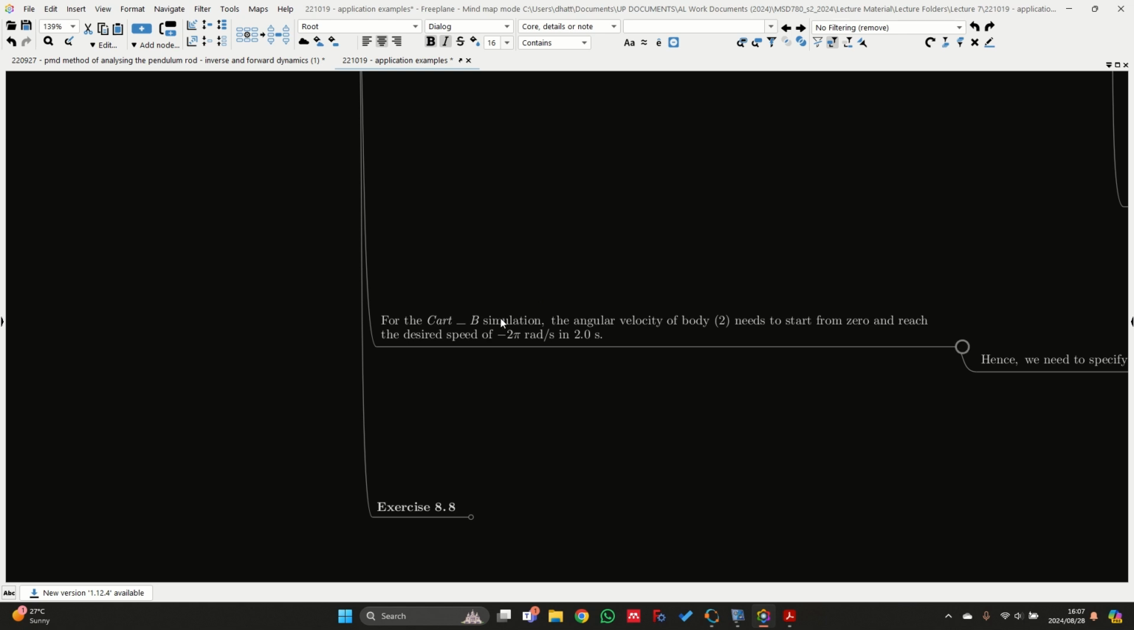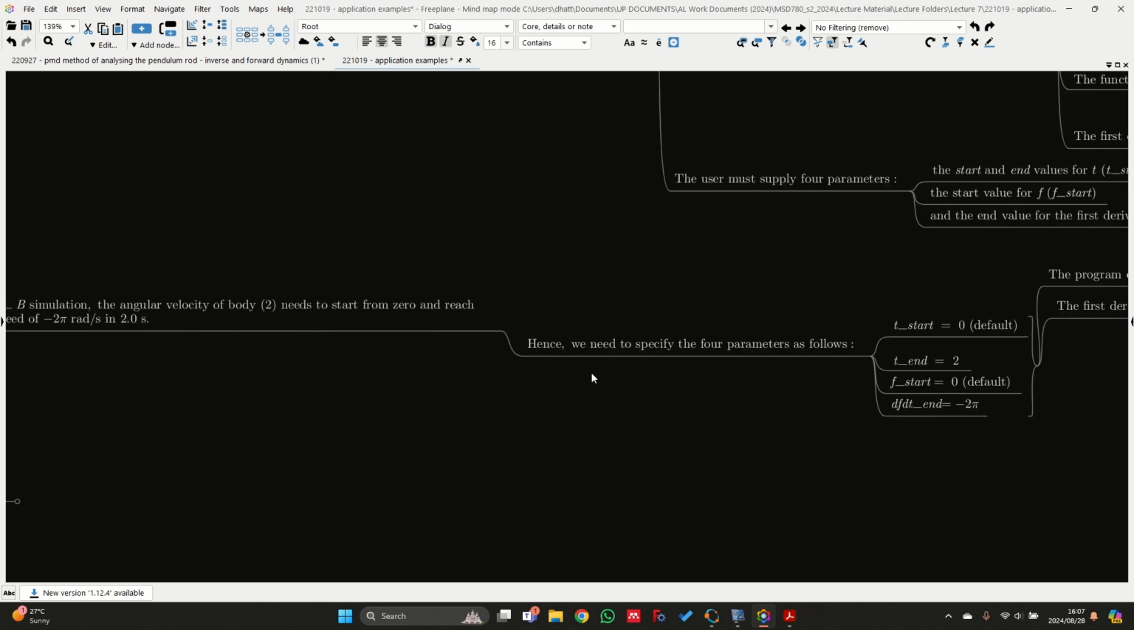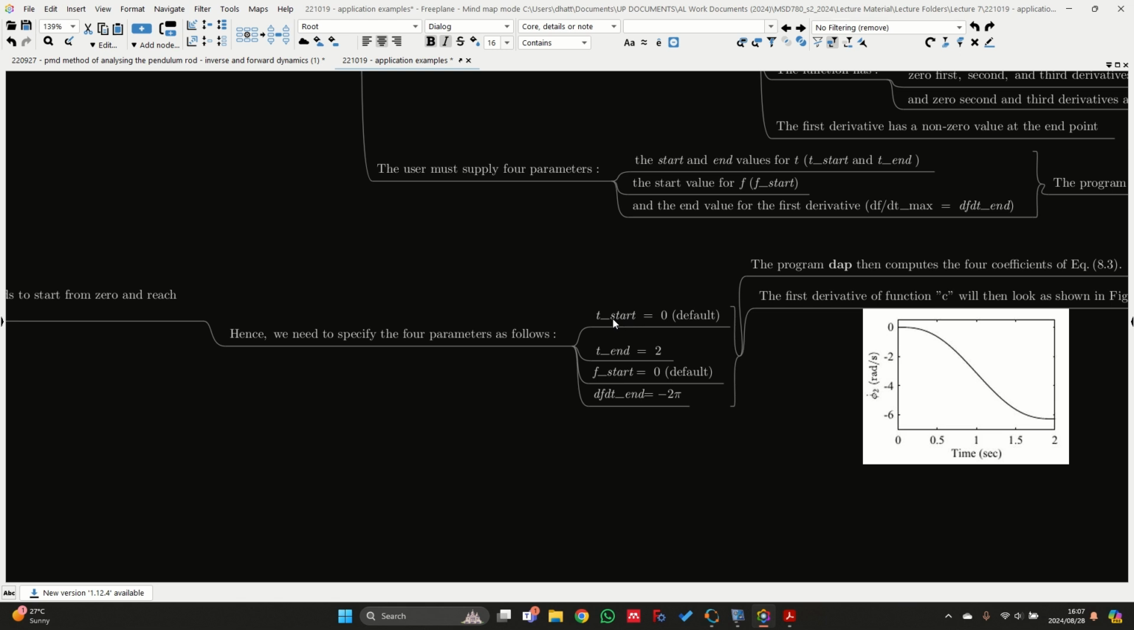Right, so for cart B, the angular velocity of body 2 needs to start from 0 and reach the desired speed of minus 2 pi radians per second in 2 seconds. They basically give us all of the information that we need to give as an input to this function. Hence, we need to specify the 4 parameters as follows. T start is equal to 0. If we don't specify it, the system is in any case going to assign the default value of 0.